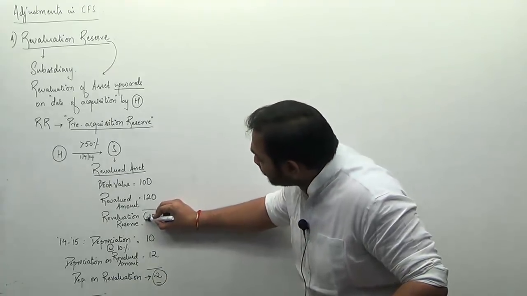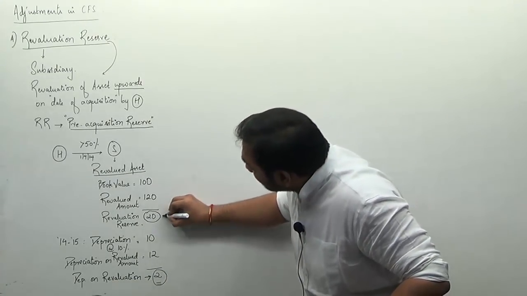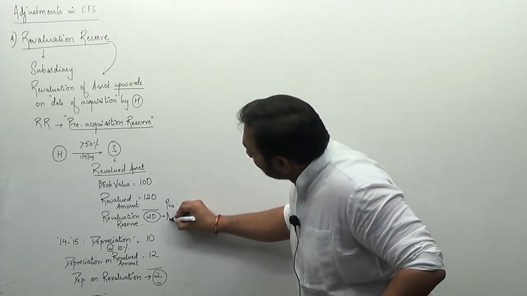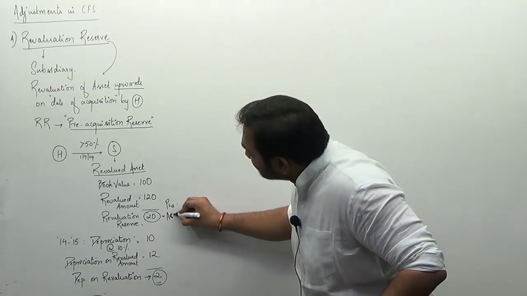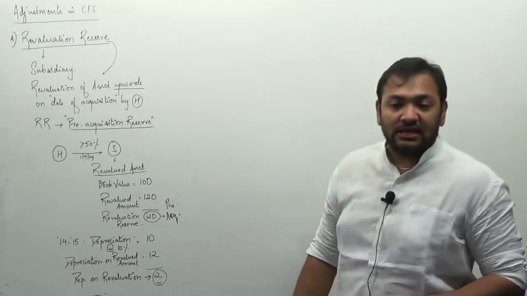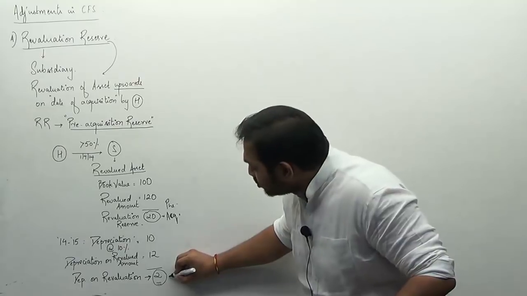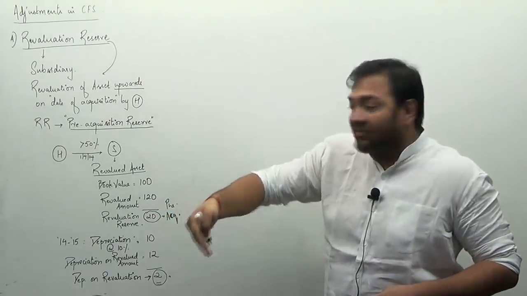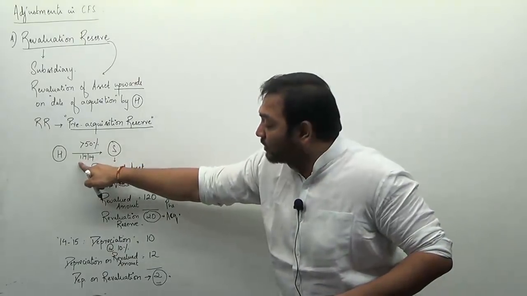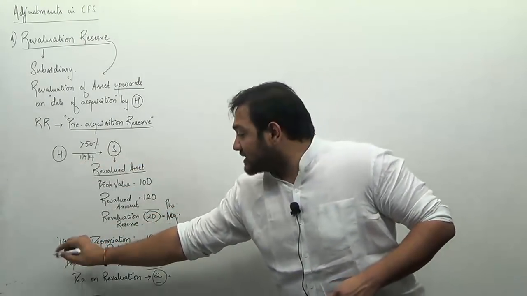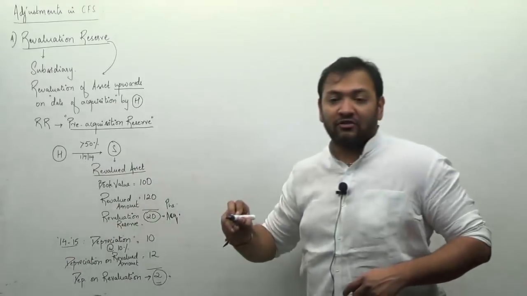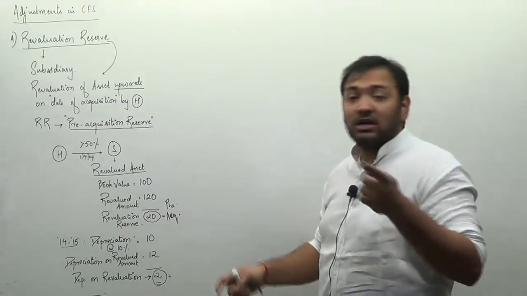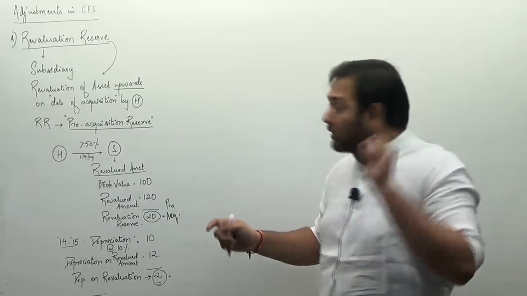Now understand the logic. I am saying that this 20 rupees of revaluation reserve is compulsorily a pre-acquisition reserve. That means a reserve which was existing on the date of acquisition itself. But this 2 rupees of depreciation adjustment is subsequent to revaluation. If I have revalued the asset on 1/4/2014, my extra depreciation of 2 rupees is being charged in 2014-15. That means that extra 2 rupees of depreciation should reduce the profits of 2014-15.